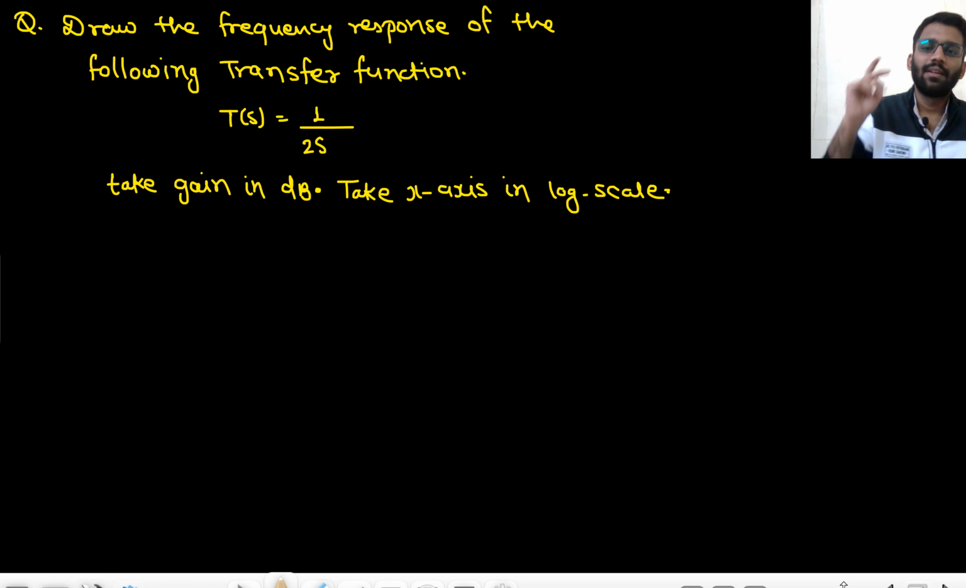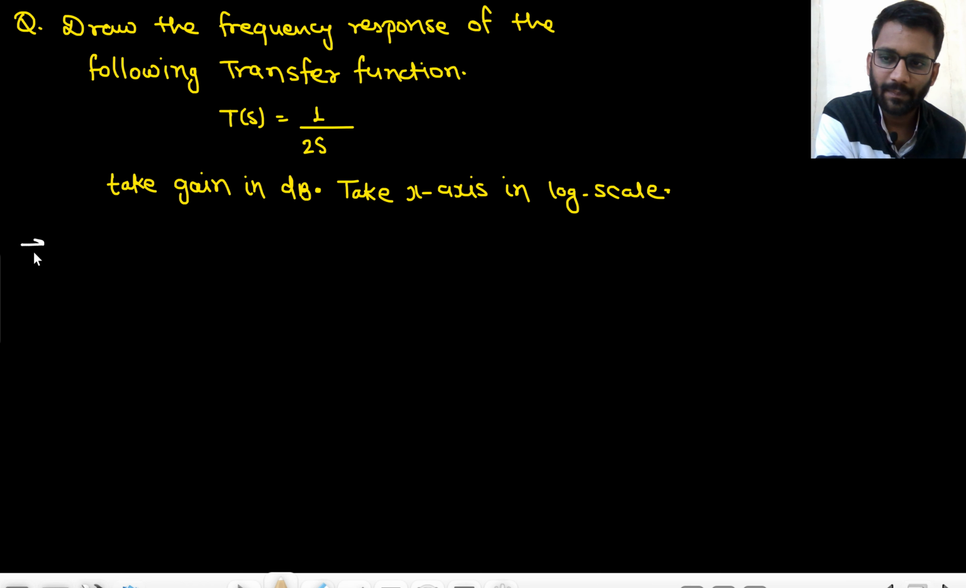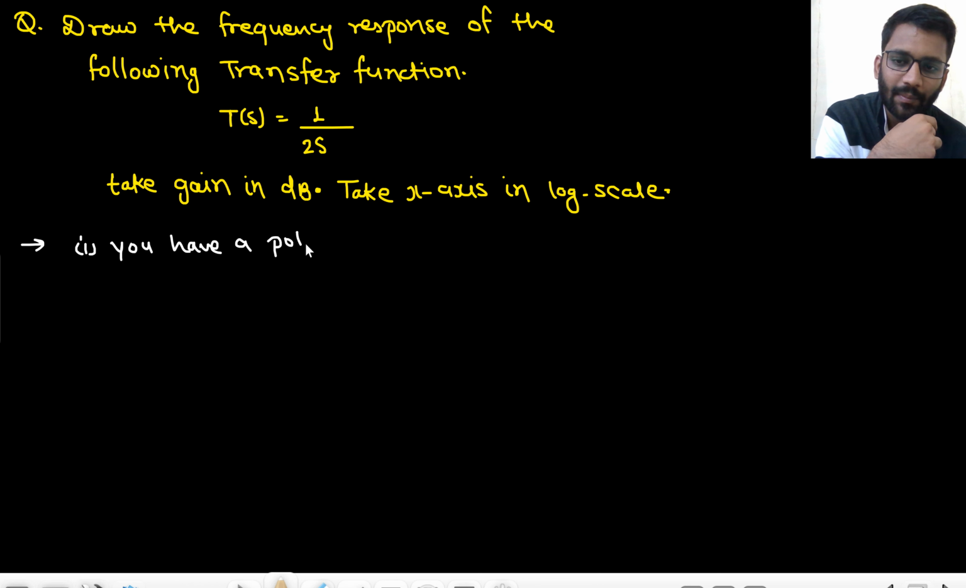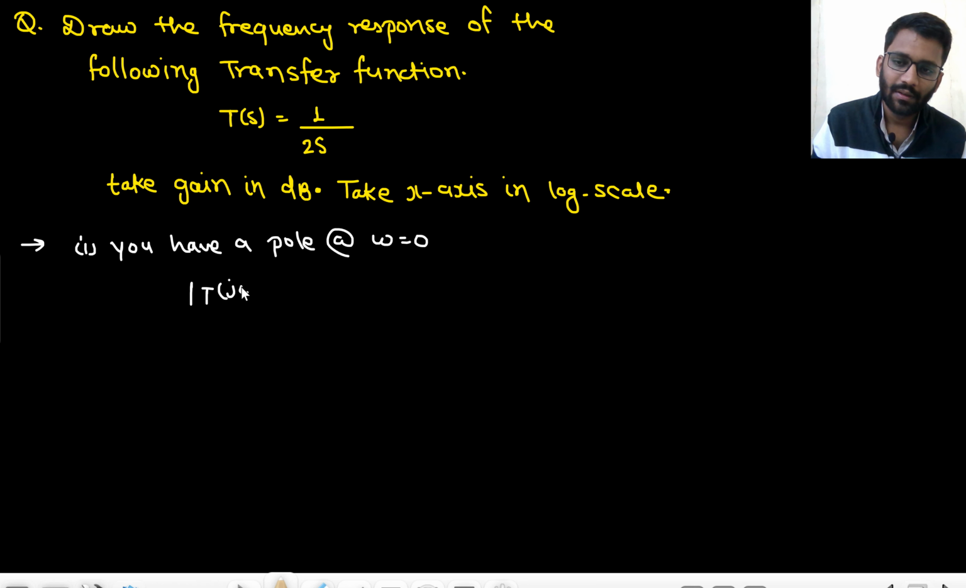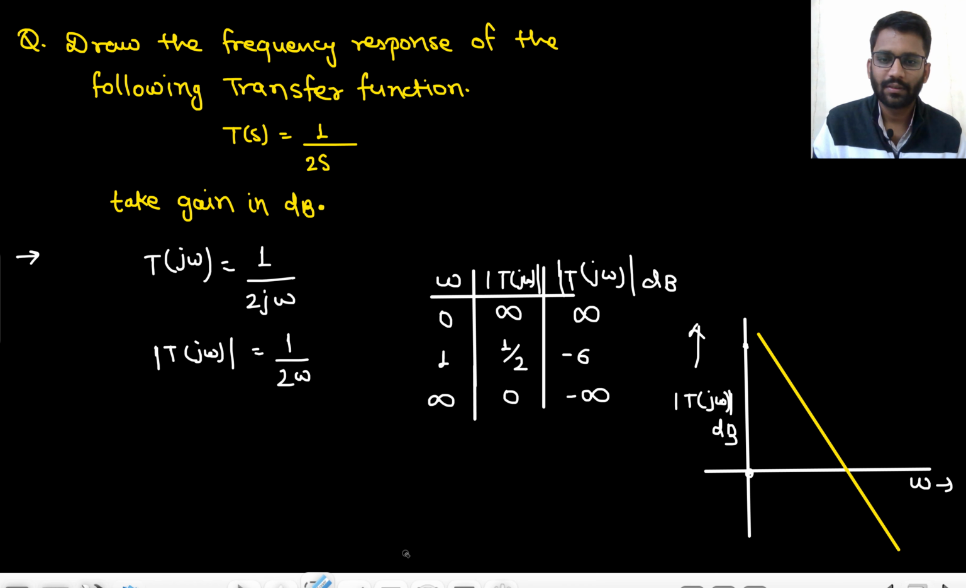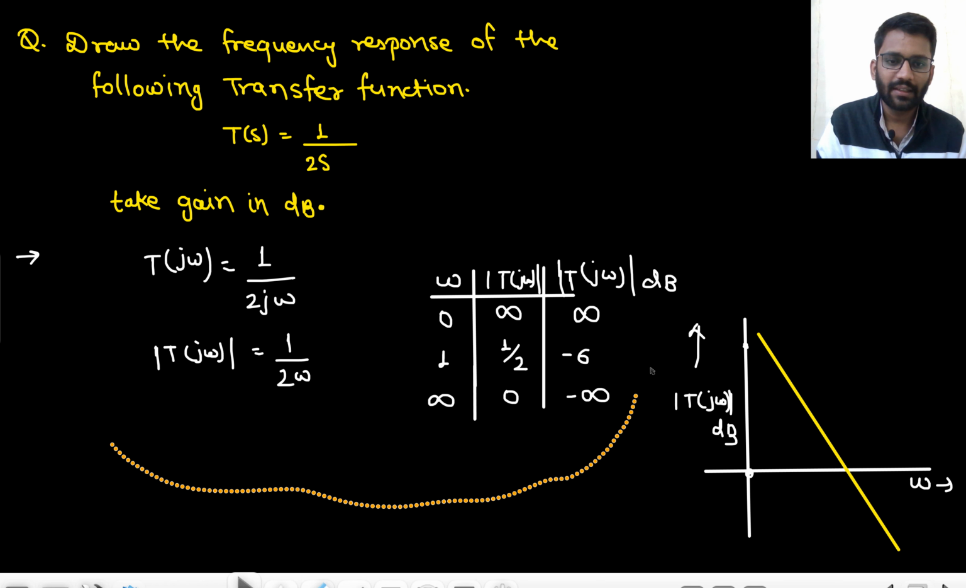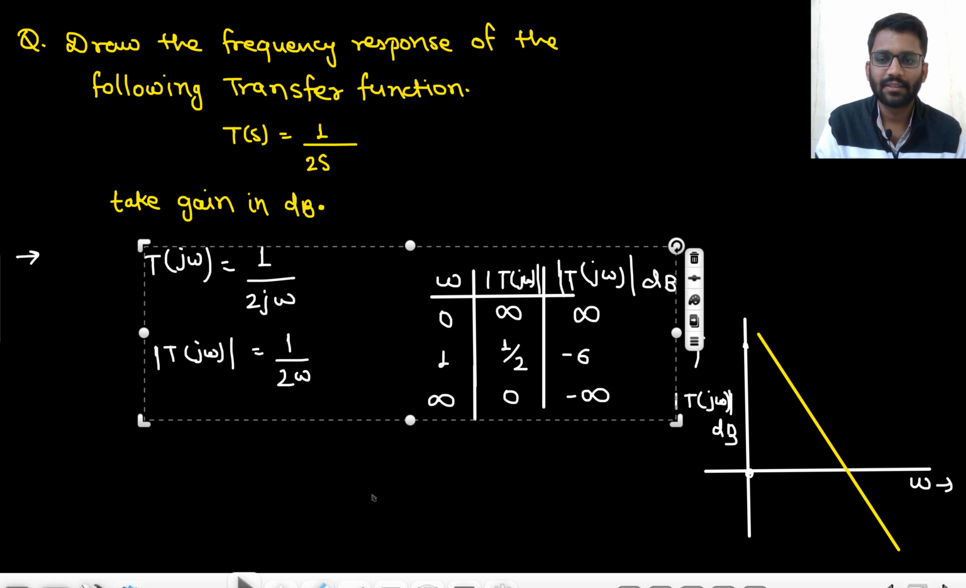That's it. Now the concept comes that the gain is in dB and the x axis is in log scale. Okay, so the x axis is in log scale now. So one point I will write here is that you have a pole at omega goes to 0. You have a pole at omega goes to 0. Why did I write this line? You will get to know. Okay. So what is the magnitude? Okay. I guess I can copy all those things. These things are nearly completely the same only.